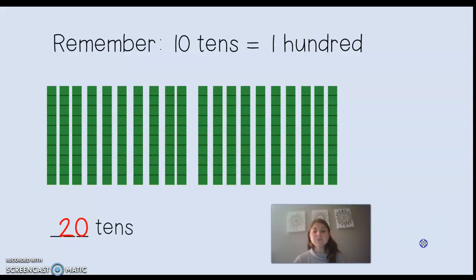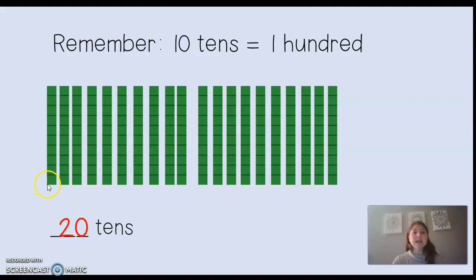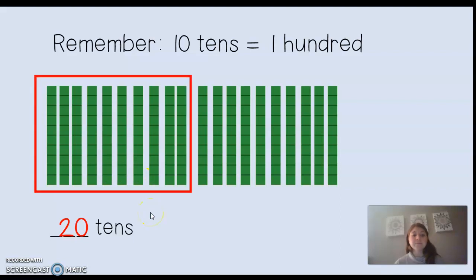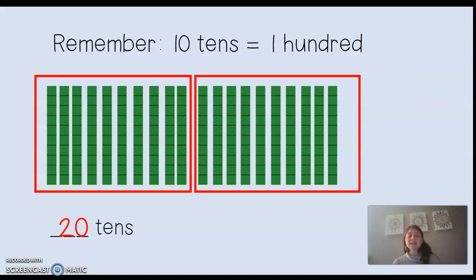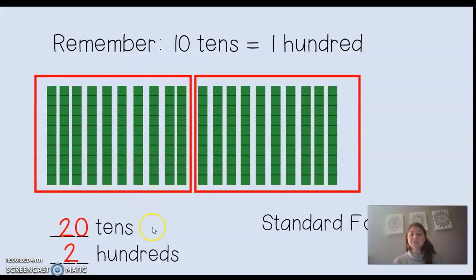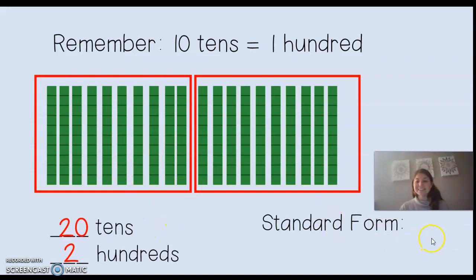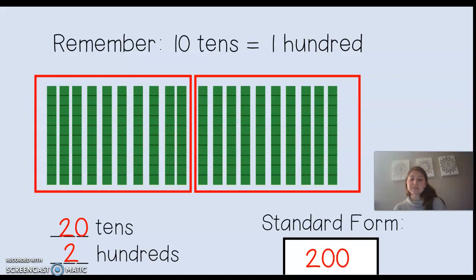Now remember, 10 tens equals 100. So now if I have 20 tens, I'm going to count 10 tens and find 100. Here are 10 tens. That means that's a 100. This is another 10 tens. I can make 2 hundreds, which means how many hundreds do I have? I have 2 hundreds. If I want to write this in standard form, I write 200 because the value of 2 hundreds is 200.